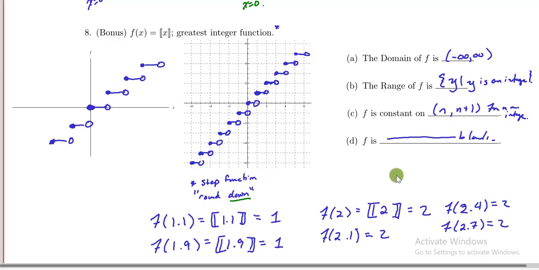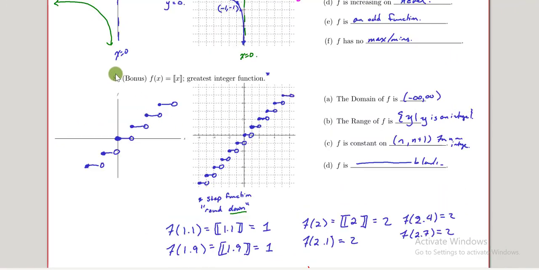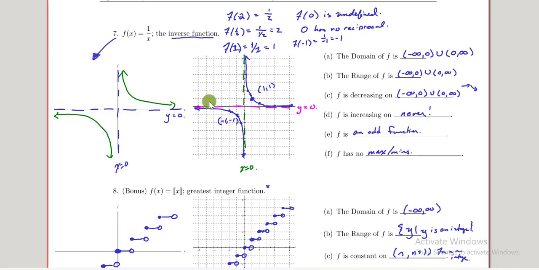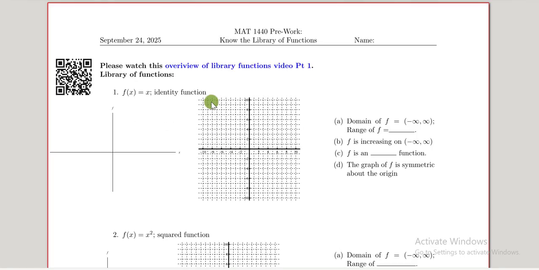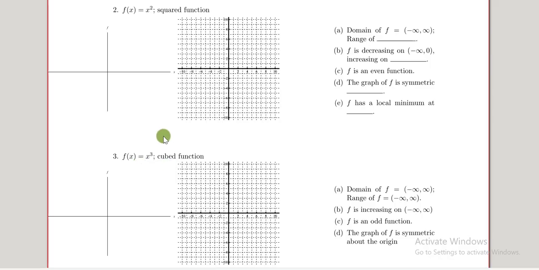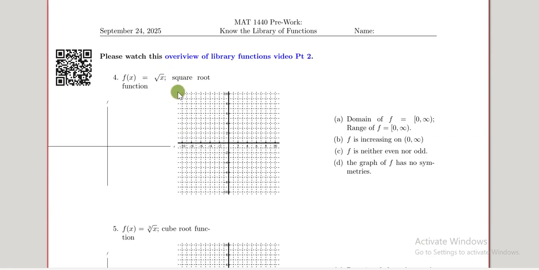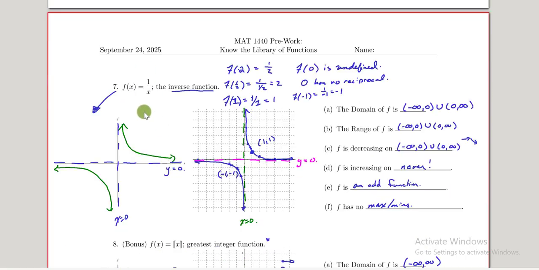Okay, so folks, we have here our library of functions. I will say that this 8th one, it's worth seeing. It's not one we're going to deal with a whole lot in our pre-calculus course, but the remaining 7 functions here you'll want to have memorized. The identity function, the x squared function, the x cubed function, the square root function, the cube root function, the absolute value function, and the inverse function, the 1 over x function. So all of these graphs you want to have memorized.